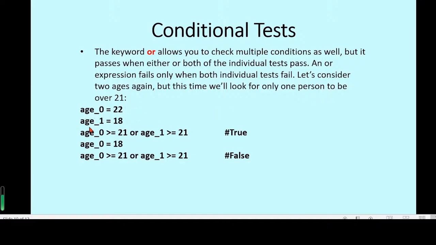So these two persons are 22 and 18 years old, then we test if one of the persons is older than 21, the result will be true. And if we assign the first person to 18 also, then we test again, then the result will be false because none of the two people are older than 21 now.